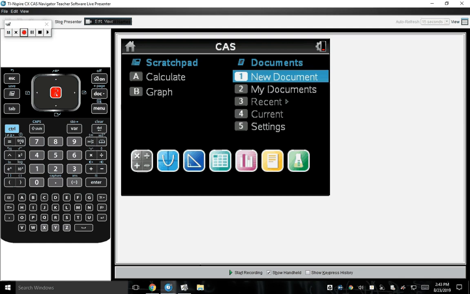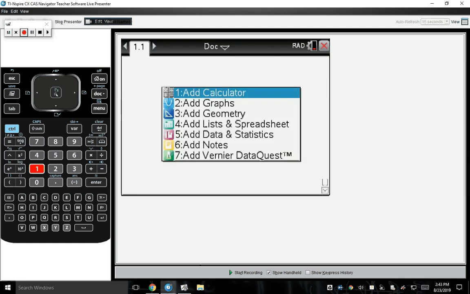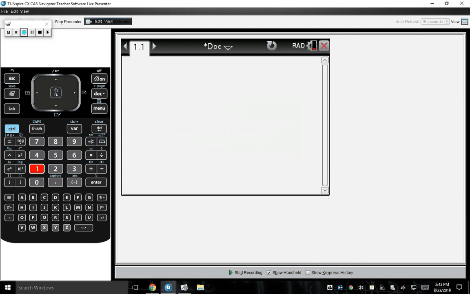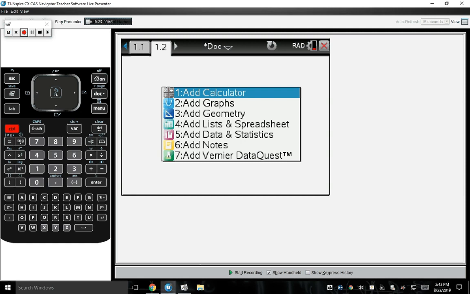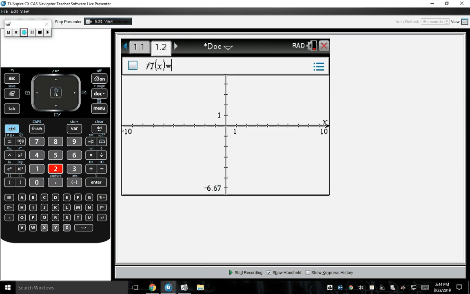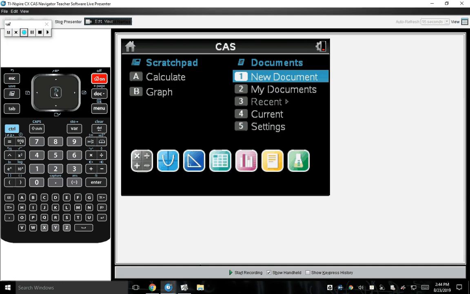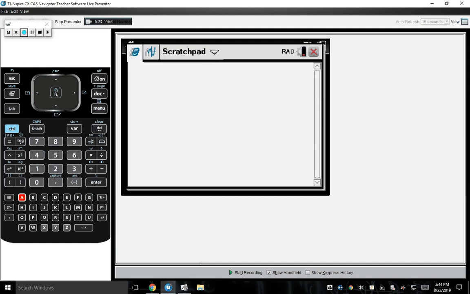I want you to press 1 for a new document, 1 for add a calculator page, and then go to Control, add a page, so Control Doc, top right, and press 2. Guys, this is the way you should set up your calculator all the time, okay? Sometimes we may even have up to 4 or 5 pages. Those of you who use this scratch pad right here, I don't want you pressing A and B from this screen, because you're not using the calculator the way I'm trying to show you.